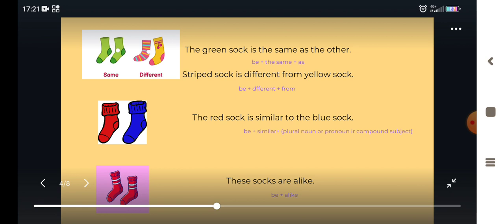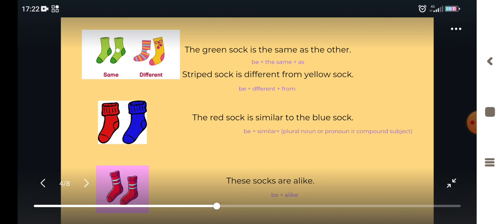And the word order to make a sentence with the same is verb to be plus the same plus as. If we look at the example, we have this word order: the green sock is the same as the other. And with different, the word order is be plus different plus from. In the sentence, the striped sock is different from the yellow sock.